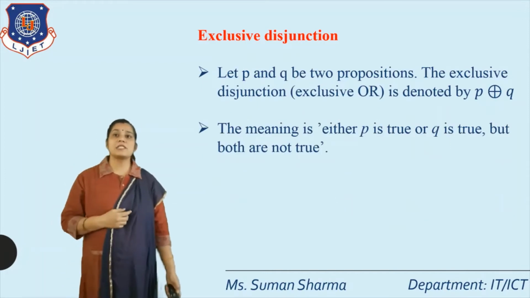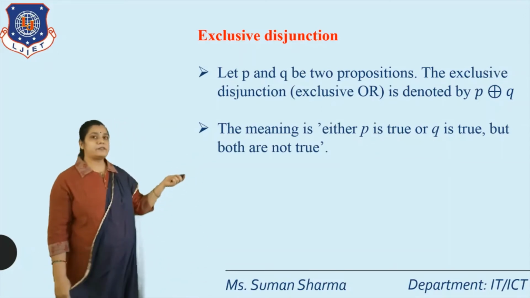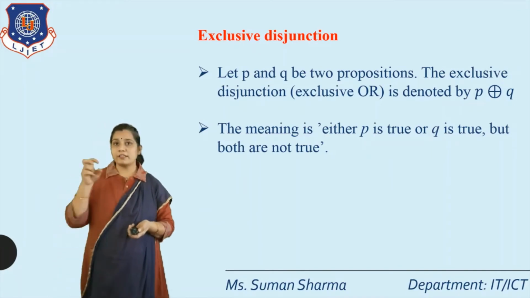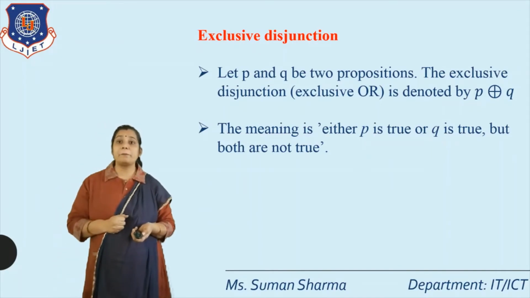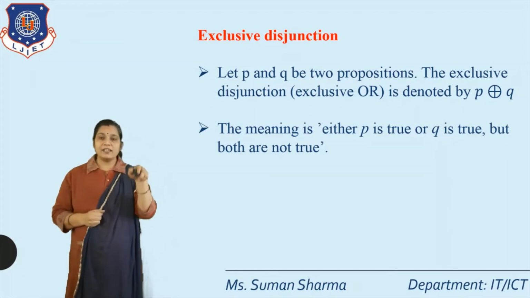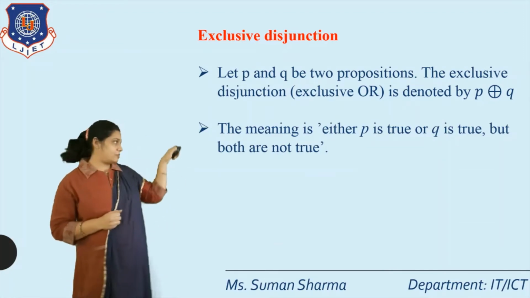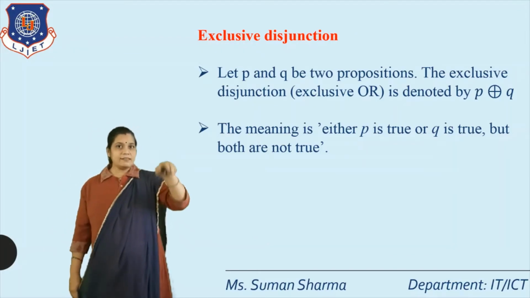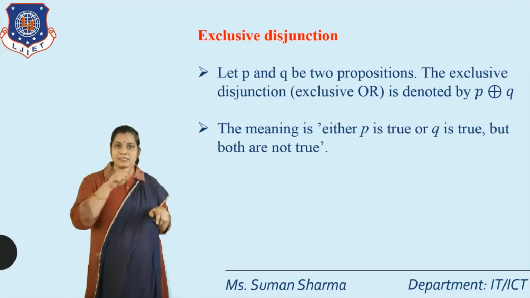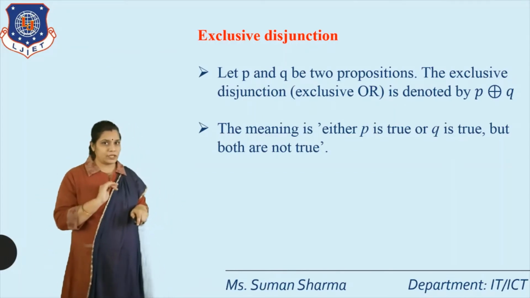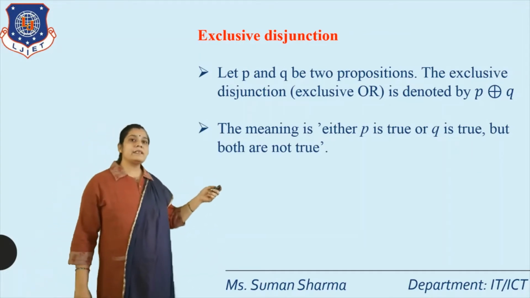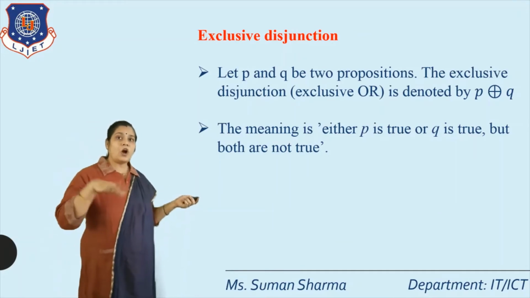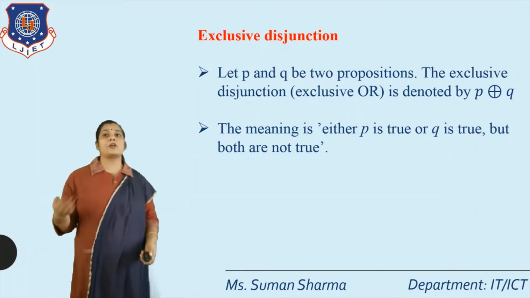Next one is the exclusive disjunction. Here let P and Q be two propositions. The exclusive disjunction or the exclusive OR is denoted by P, first you draw the circle, and after that in the middle you write the plus sign. That means we read it as ring sum. So P ring sum Q. The meaning is either P is true or Q is true, but both are not true.